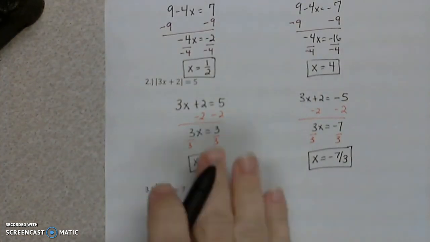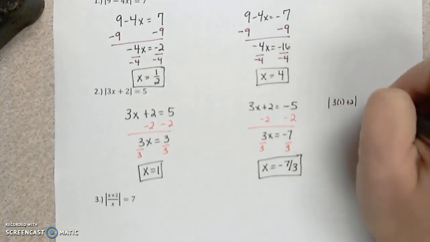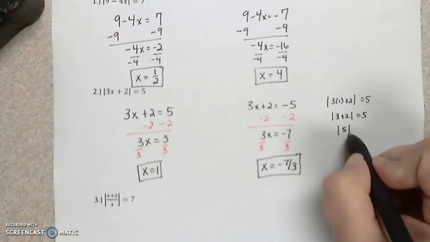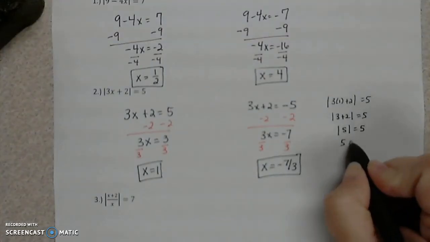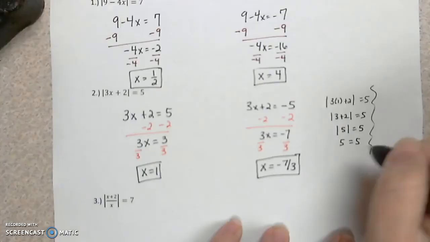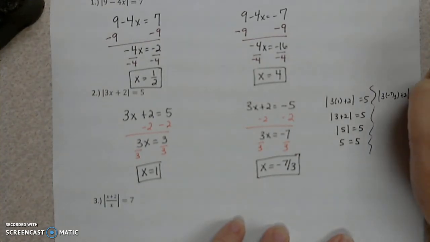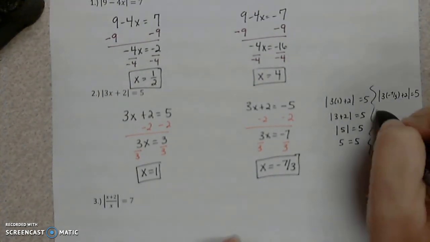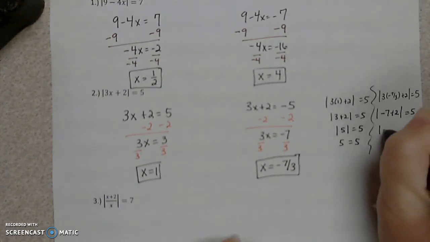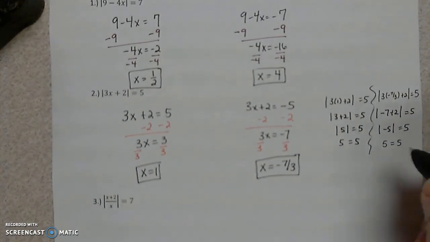I can check my answer by filling them both back into the original equation. So if I were going to do that, I would do the absolute value of 3 times 1 plus 2. And then 3 times 1 is 3. And then the absolute value of 5. What's the absolute value of 5? Be 5. So since 5 equals 5, I know that's a good answer. Then I can do the same thing with negative 7/3. I do the absolute value of 3 times negative 7/3 plus 2 should equal a 5. So I'm going back to the original equation. Alright, 3 times negative 7/3 is negative 7 plus 2. Negative 7 plus 2 is negative 5. Alright, and then the absolute value of negative 5 is 5, which equals 5, and so both of these check out.